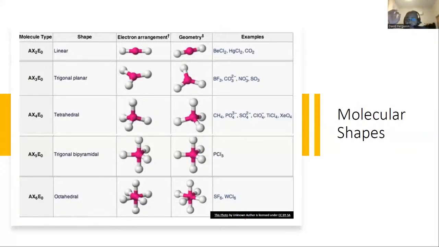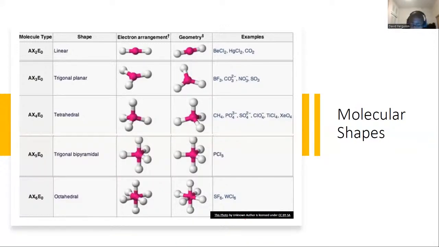Someone pointed out in class that the vertices and the shape in some way do correspond to the electron groups. One thing to always specify when you're talking about molecular shape: do you want the molecular geometry or the electron geometry? Because they can be different at times. I can have three electron groups, but one of those groups can be a lone pair. If one is a lone pair, instead of it being trigonal planar, it will be bent. And we'll get to that later on.